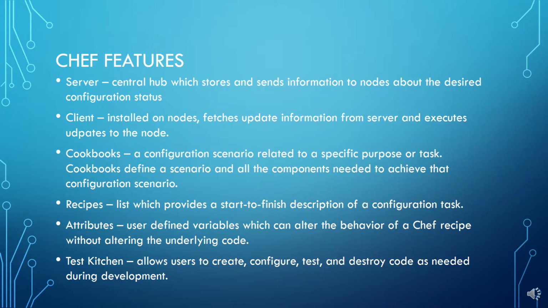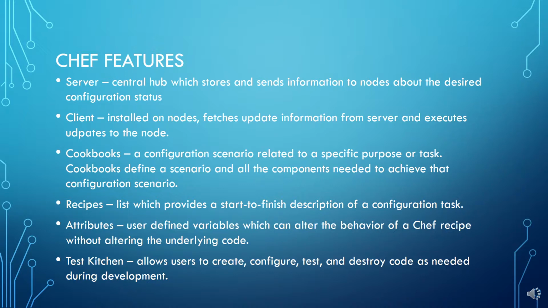A recipe within the cookbook is a list. It provides a start to finish description of a single configuration task. So within our traditional cookbook, we might have recipes for chicken soup or split pea soup. It's going to be a start to finish description of how to make your chicken soup. That's your configuration task.